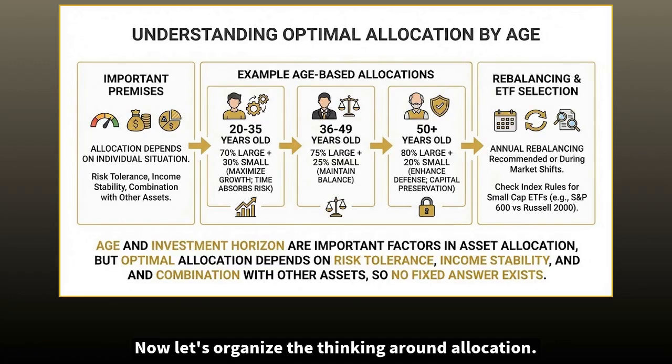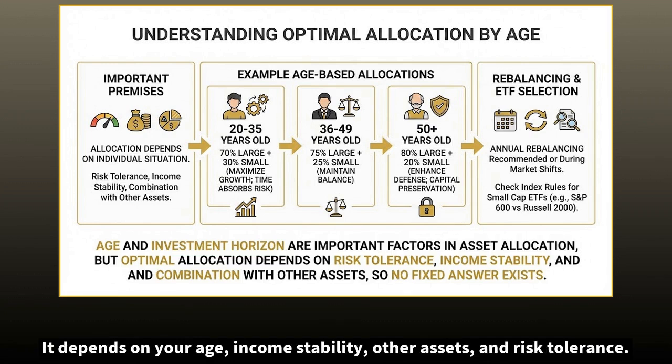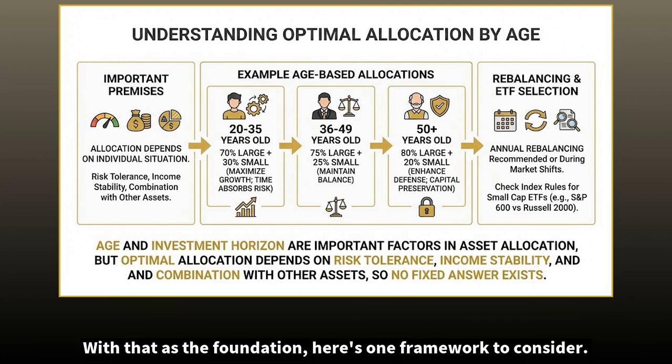Now let's organize the thinking around allocation. But first, I want to make one thing clear. There is no single correct answer for optimal allocation. It depends on your age, income stability, other assets, and risk tolerance. With that as the foundation, here's one framework to consider.